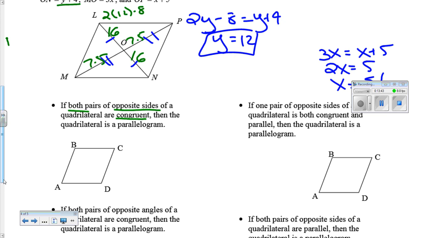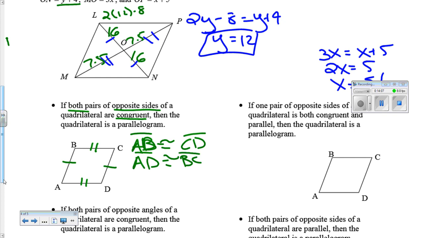So once again, you're working backwards. What I'm saying to you now is if you can prove that BC is congruent to AD and that AB is congruent to DC, then it is a parallelogram. Okay? So we're saying if AB is congruent to CD and AD is congruent to BC, then we are concluding that ABCD is a parallelogram. Okay, and that's reverse of our first property.